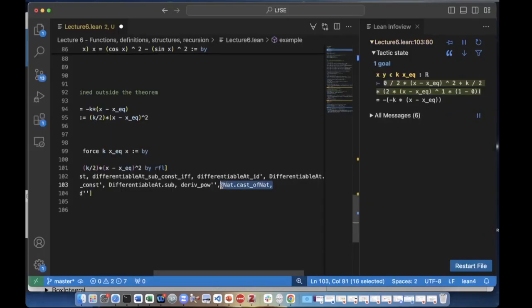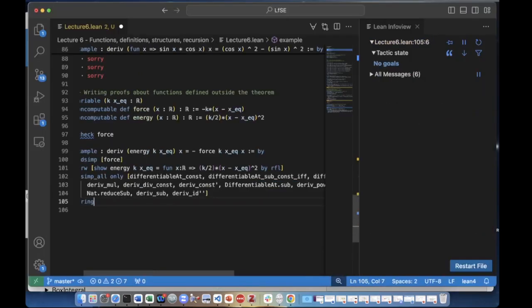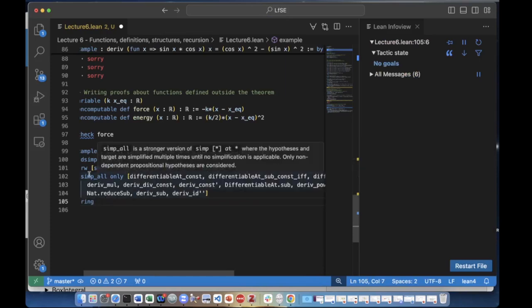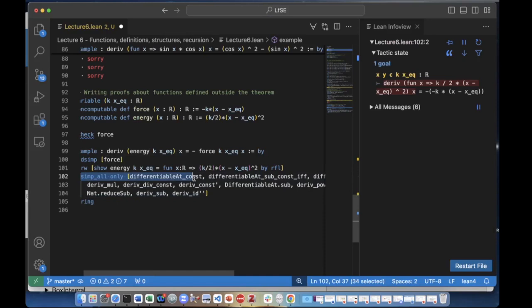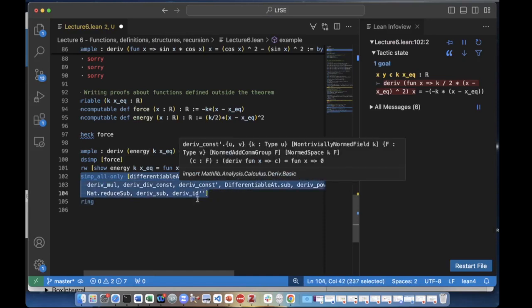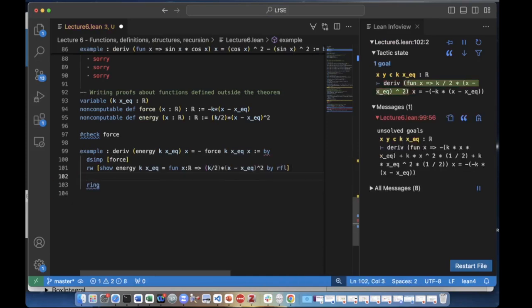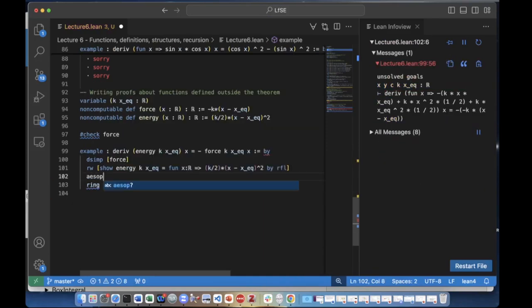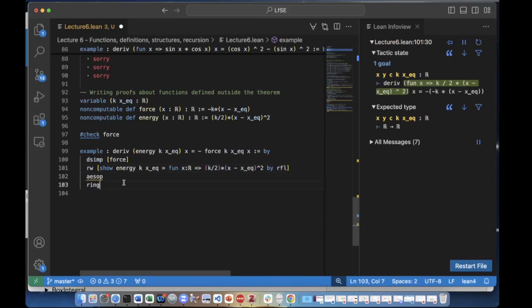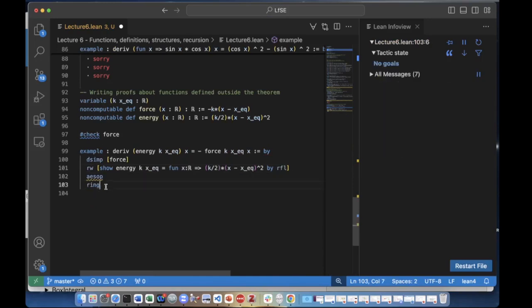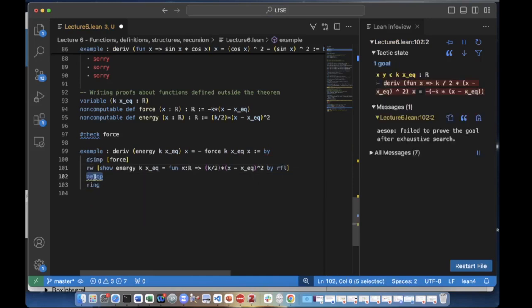Do we need nat cast of nat? No, we don't. We don't need that either. Anyways, so one can do that. You can also suppress this all. So if you don't want your final code to have all of this messiness, you don't need to use ASAP question. You can just use ASAP, and it solves it. So you get no goals with just ASAP in the first place.